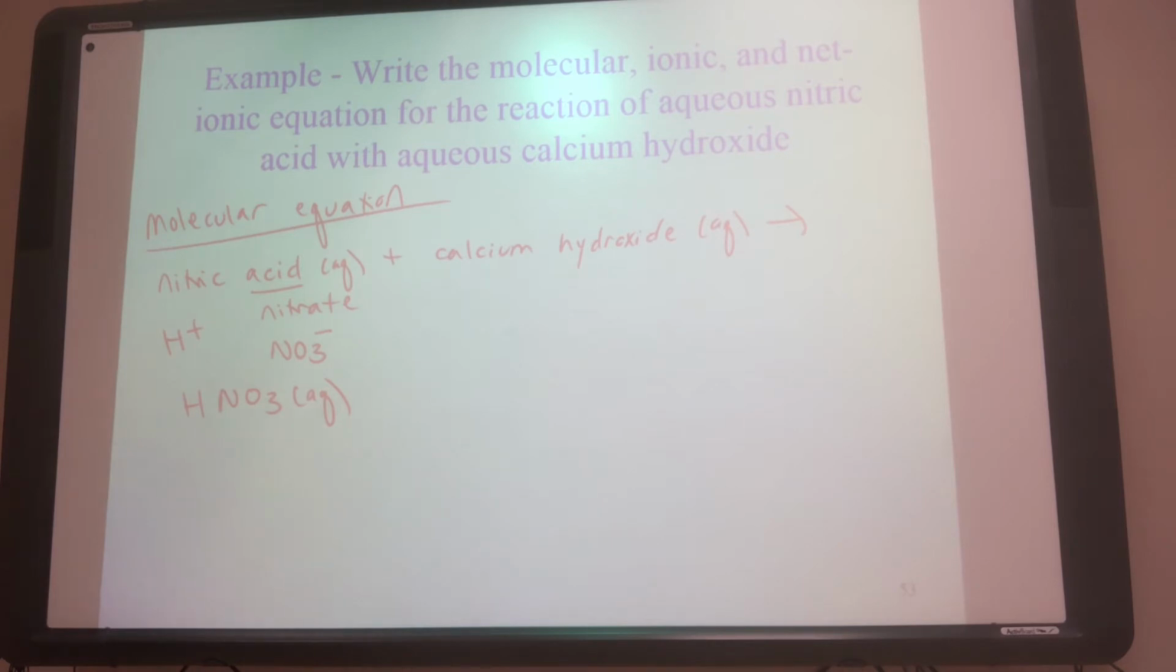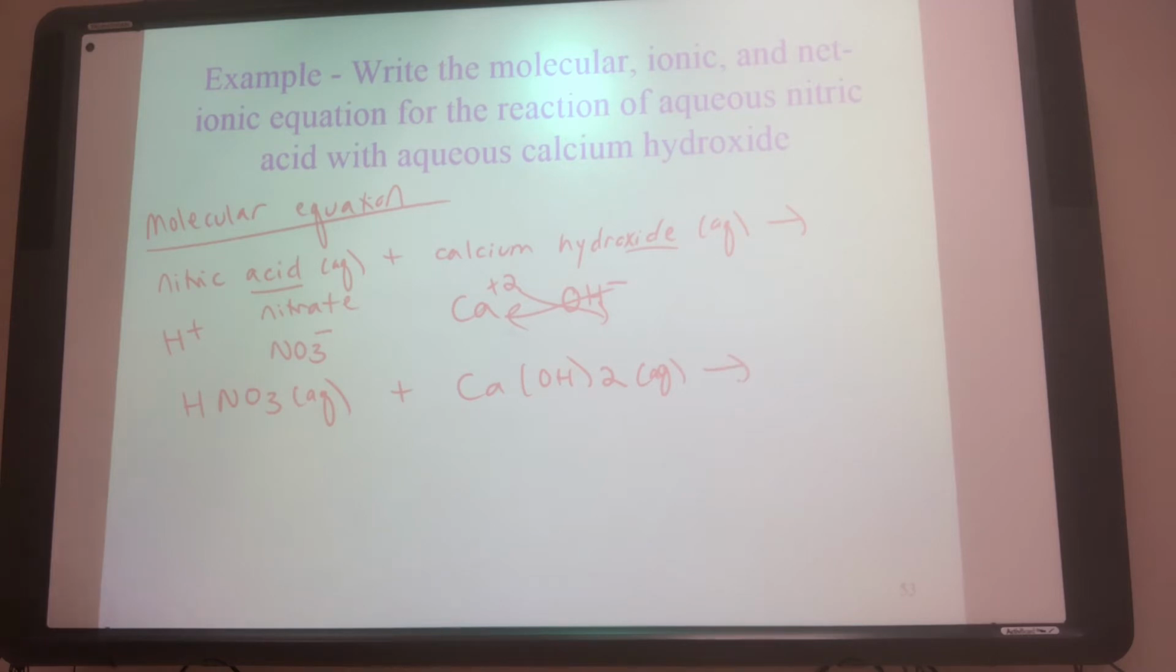Then we have calcium hydroxide. Calcium is Ca. Calcium's in group 2, so it's going to have a +2 charge. Then I have my hydroxide. It ends in ide, but this isn't an element. So I've got to figure out, that must be a polyatomic ion. What is hydroxide? It's OH-. Cross down, and I get Ca(OH)2. Can't reduce that. And I know it's aqueous from the description of the problem.